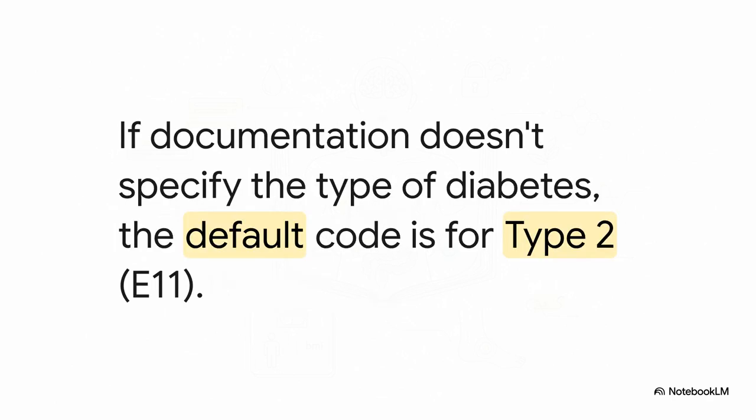Now, this is a huge one, a crucial rule every coder needs burned into their memory. What do you do when the doctor's chart just says diabetes? Well, the guidelines are crystal clear. If it's not specified, you default to type 2. That means you're going to use a code from that E11 category. That's a default you absolutely have to remember.